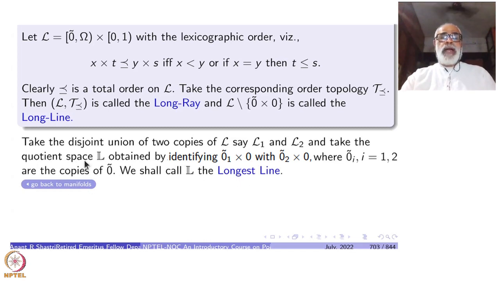It's just, if you have this longest long ray, take two copies of that, one copy reflected, and the initial points are identified. So join them. So that is the meaning of this identification. So that will be called longest line. Okay. I will justify this name later on.